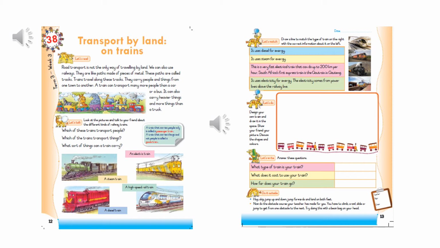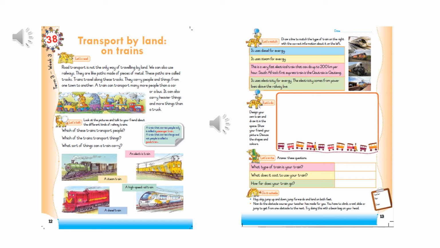Which of the trains transport things? And what sort of things can a train carry? So you can think about if trains are coming, say, from Joburg or Cape Town to Durban, what could be on those trains? Yes, there could be supplies for shops, or even when people are moving from one house to the next, sometimes they put their things on the train.